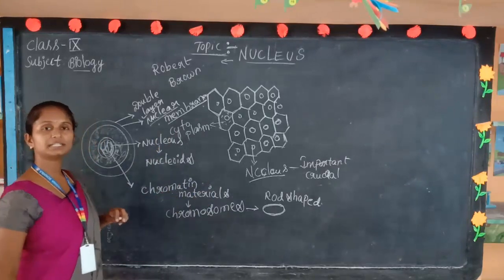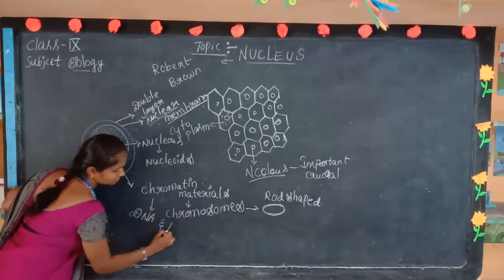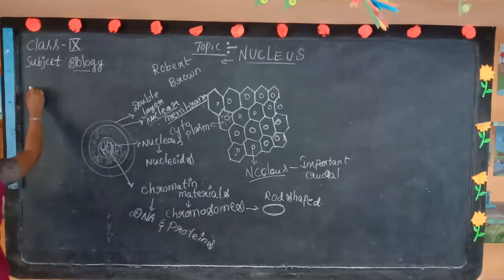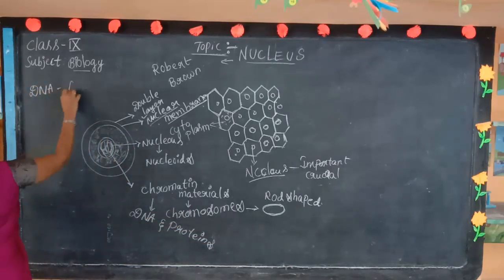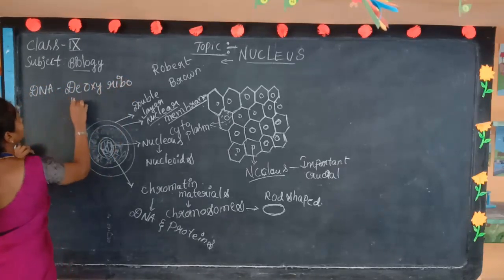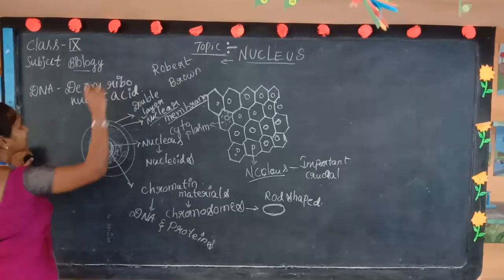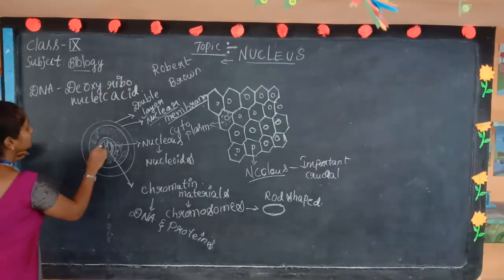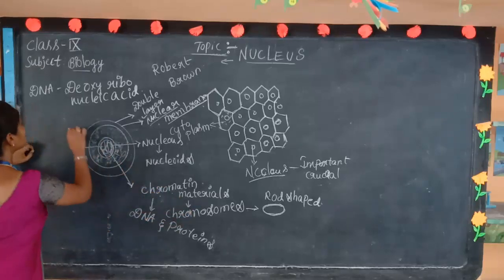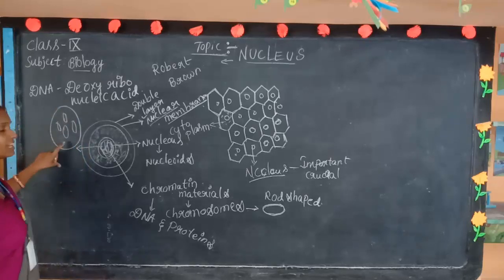These chromatin materials contain DNA and proteins. What do they contain? DNA and proteins. DNA means deoxyribonucleic acid. When the chromatin material wants to divide, the chromosomes take a rod shape, and in the cell itself it will be divided as rod-shaped chromosomes.